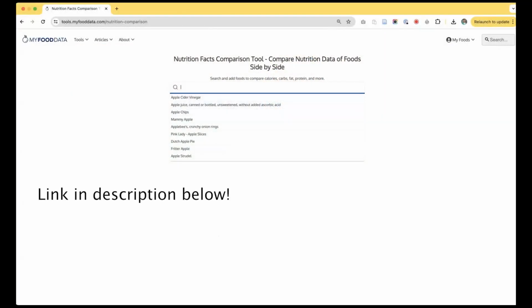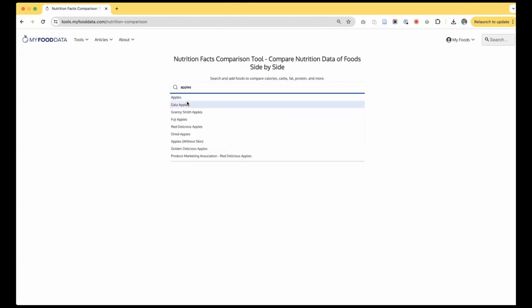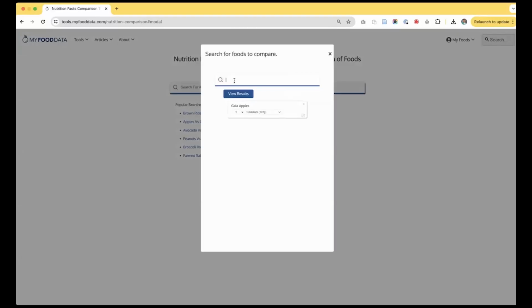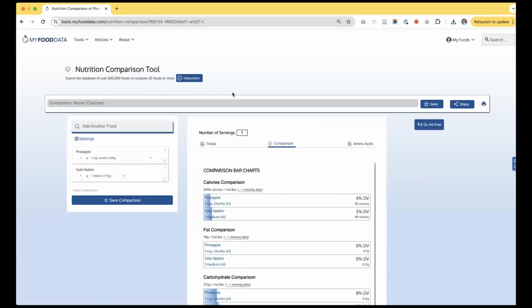So first, go to mindfooddata.com/nutrition comparison and write the first food you want to compare. So here we're typing in apples and you'll see there are so many apple options. So choose the one that's right for you and then type in the second food. So here we're writing in pineapple and make sure that the servings are similar.